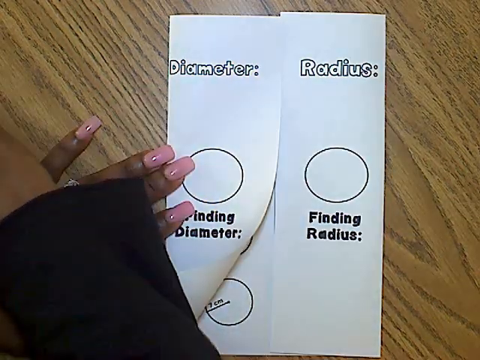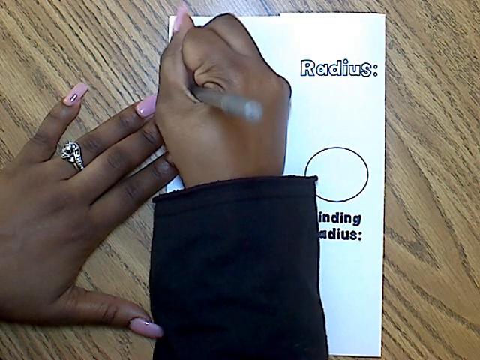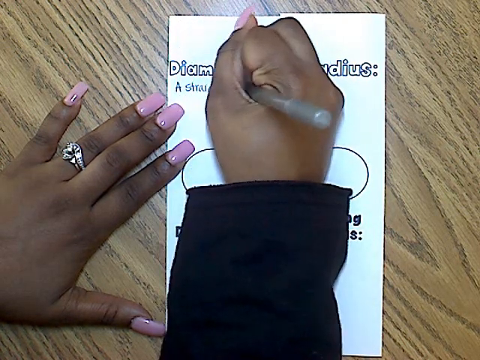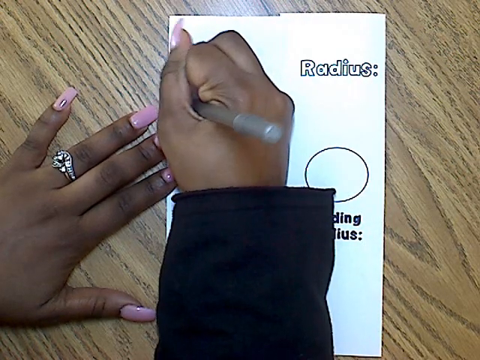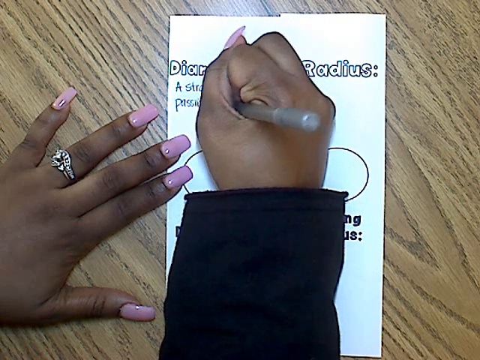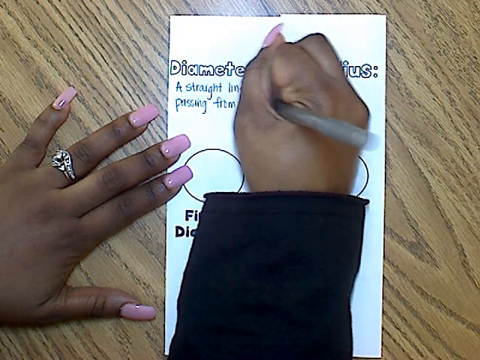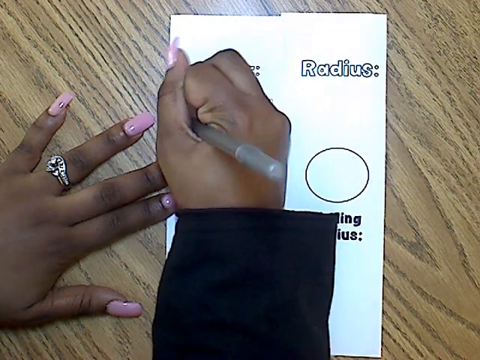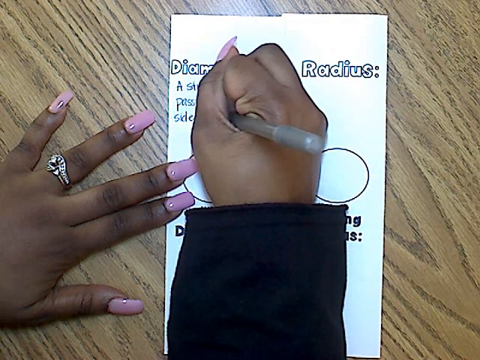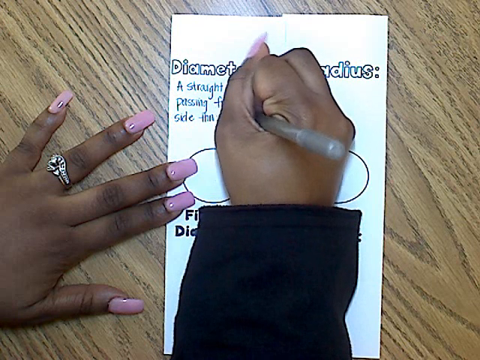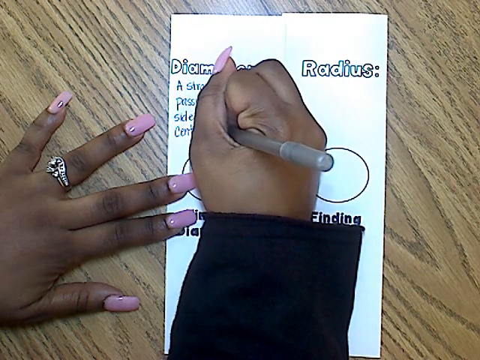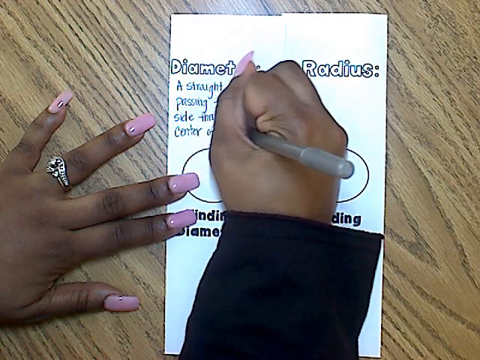So the diameter is a straight line passing from side to side through the center of a circle.